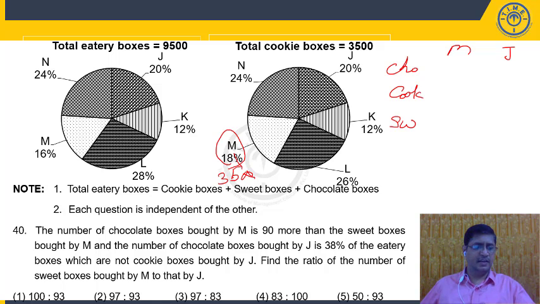So 18% of 3500 means the percentage and zeros get cancelled. 18 into this value. 35 we can express as 70 by 2. So 7, 2 goes 9 times. I am taking 70 by 2, 9 into 7 is 63, means 630. Sorry, 630 is the cookies. Extremely sorry.